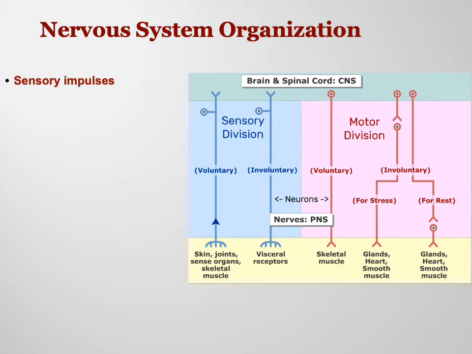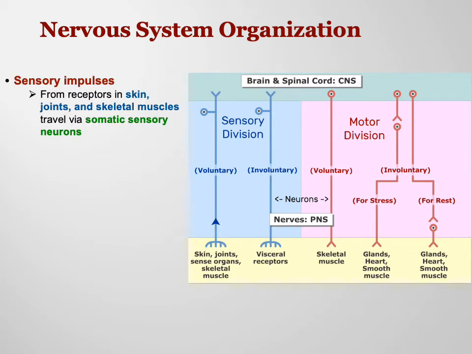Now, sensory impulses from receptors in the skin, joints, and skeletal muscles travel via what are called somatic sensory neurons. Remember, the word soma means body. The soma was the body of the neuron, but that word gets used in many different contexts. So somatic here means to your body, and specifically body, we mean the skin and the skeletal muscles. So those are your somatic sensory neurons bringing information in from receptors in the skin, the joints, and the muscles.